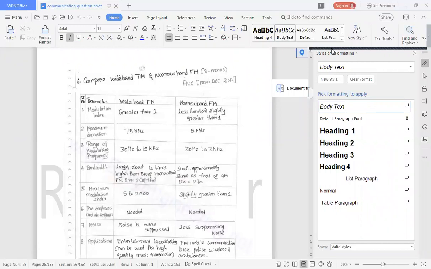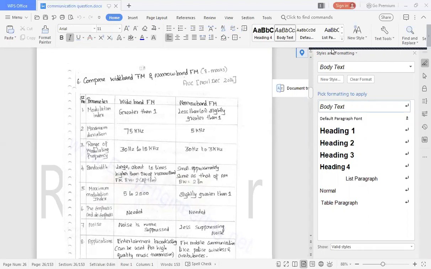What is wideband FM? In terms of modulation index, when the modulation index is greater than 1, that is wideband FM, and when the modulation index is less than 1, slightly greater than 1 may be allowed, that is narrowband FM. Maximum deviation in the case of wideband FM is 75 kHz. In the case of narrowband FM, 5 kHz. The range of modulating frequency is 30 Hz to 15 kHz in commercial wideband FM, and 30 Hz to 3 kHz in narrowband FM.